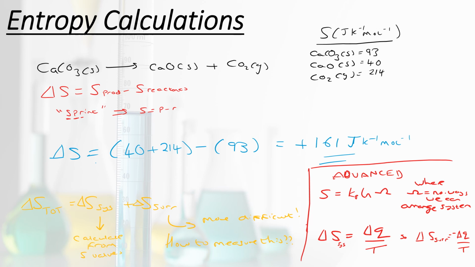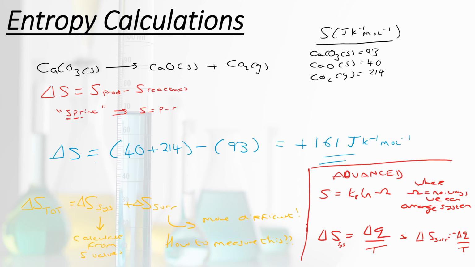The other equation that's useful to bring up, if we're thinking about it from a more thermodynamic point of view, is that we can define the entropy change of our system to be the heat change divided by the temperature. So another way to work it out would be to work out what our heat change is and divide that by the temperature at which we've done this reaction.